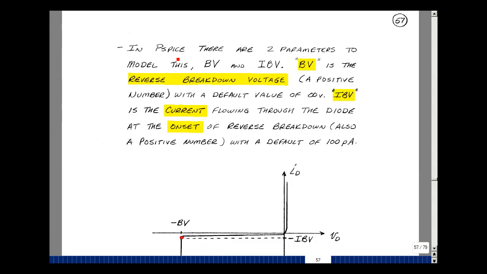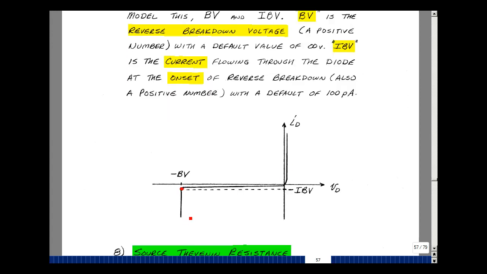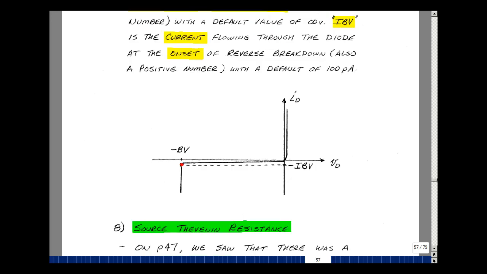In PSpice, there's a way to model this breakdown voltage with 2 parameters. One's called BV and the other one's called IBV. BV is the reverse breakdown voltage, and it's a positive number, and it's defaulted to infinity. Actually, you can take a look at it, if you have a perfect diode, what would happen, and then a non-perfect diode. IBV is the current flowing through the diode at the onset of the reverse breakdown voltage. It too is a positive number, and it's defaulted at 100 picoamps. We can show this pictorially. Here we've got our breakdown voltage, and here we've got the breakdown current. I put minus signs here because these quantities are positive, and they actually occur in this third quadrant.